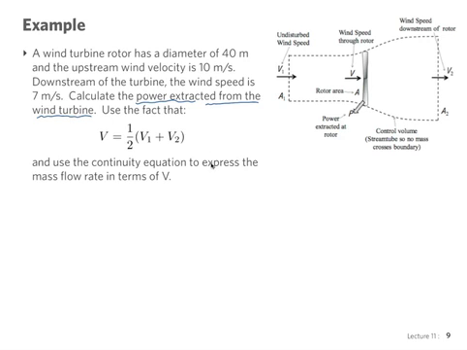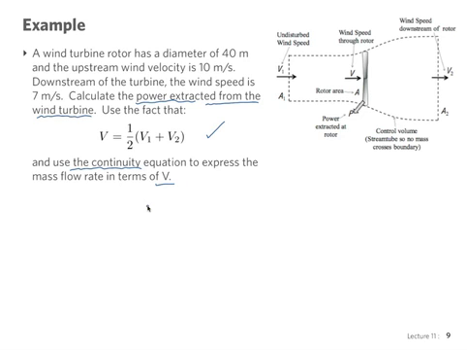And we're given a little tip here, without proof, that you can use to obtain the velocity. Here, V, as you can see, is the wind speed through the rotor on our picture. So we have V1 undisturbed, V through the rotor, and V2 downstream. And we're given this, okay? Then we're given another tip. In fact, use the continuity equation to express the mass flow rate in terms of V.